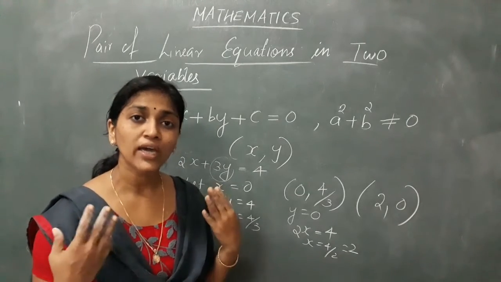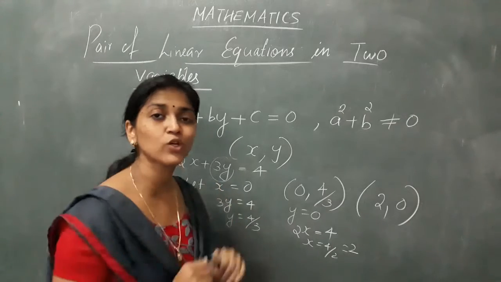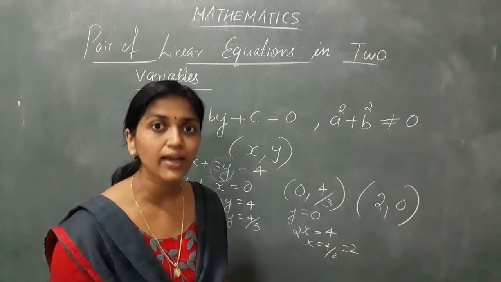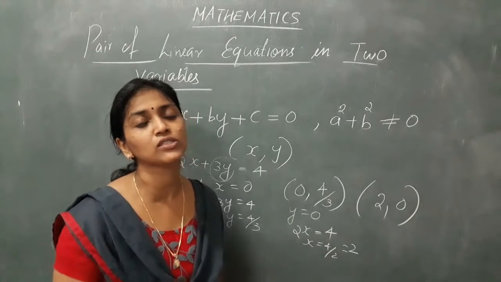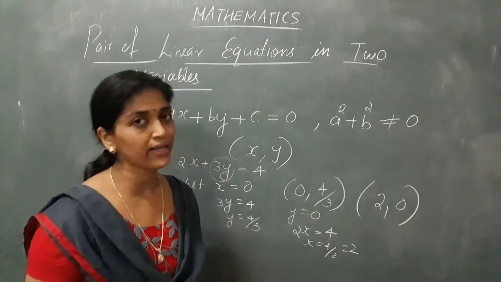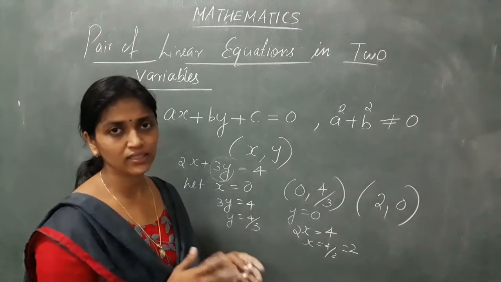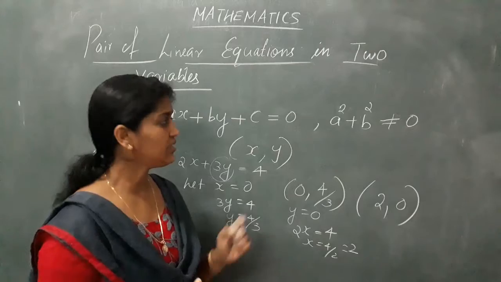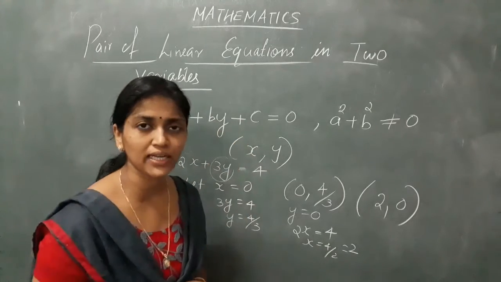Then we know a linear equation like this. How many solutions can we find for a linear equation in 2 variables? We can find an infinite number of solutions for a linear equation in 2 variables. We have seen it, isn't it? And this was a geometrical way. That is how we represent it geometrically.